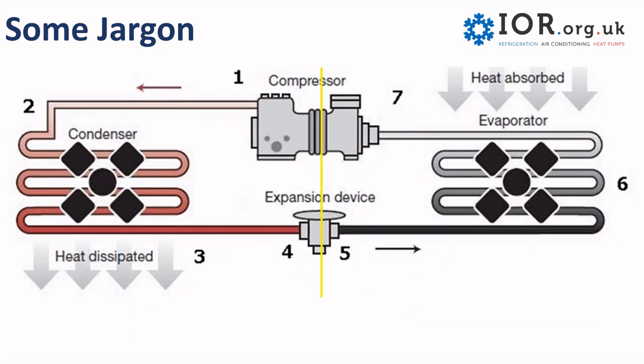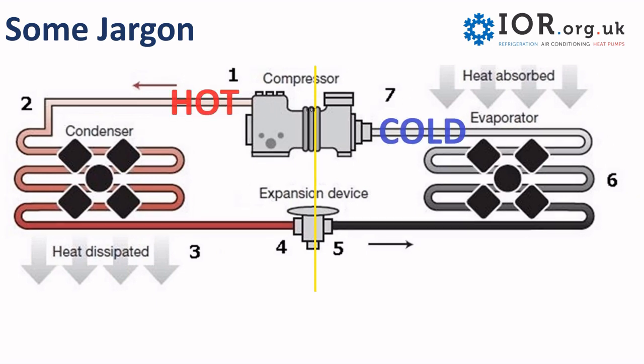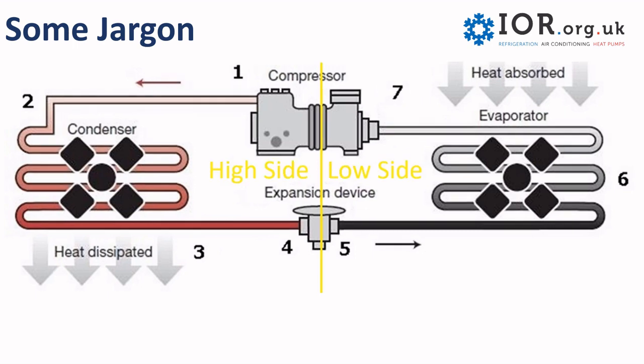A good way to think about a refrigeration system is there are two distinct halves. On the discharge side of the compressor, we have the hot side, and on the suction side of the compressor, we have the cold side. Sometimes people refer to this as the high side or the low side.